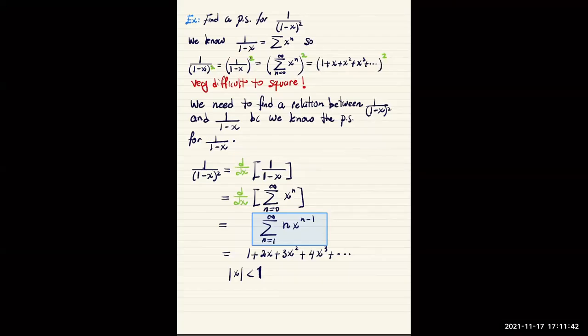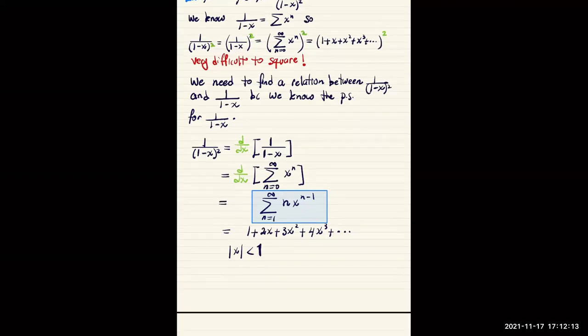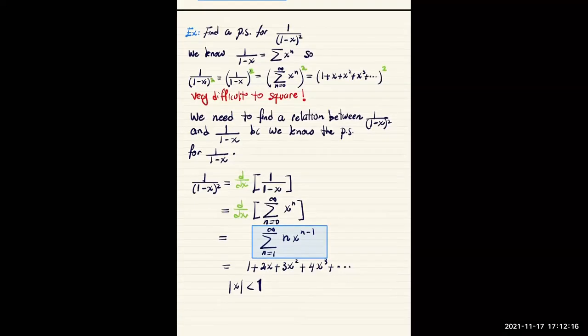Questions about this? Yeah, Professor. The thing I was thinking about right now was, how would we know whether to take the derivative or the integral? Let's say we were given a random rational expression, how would we know which direction to go in?